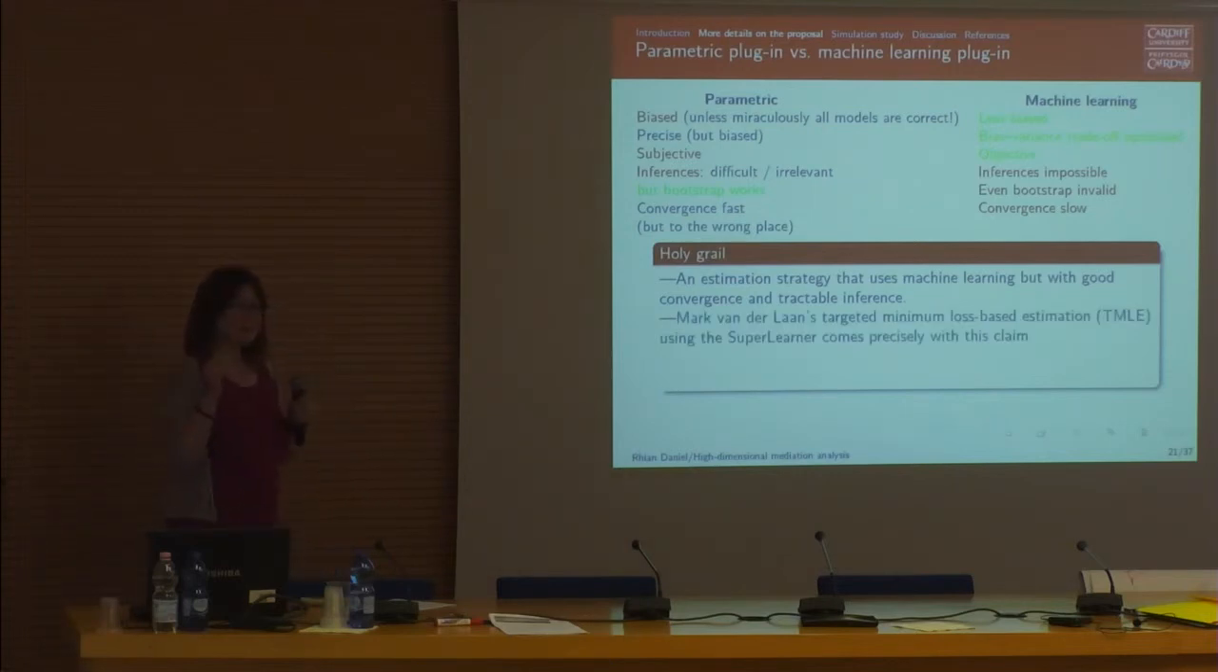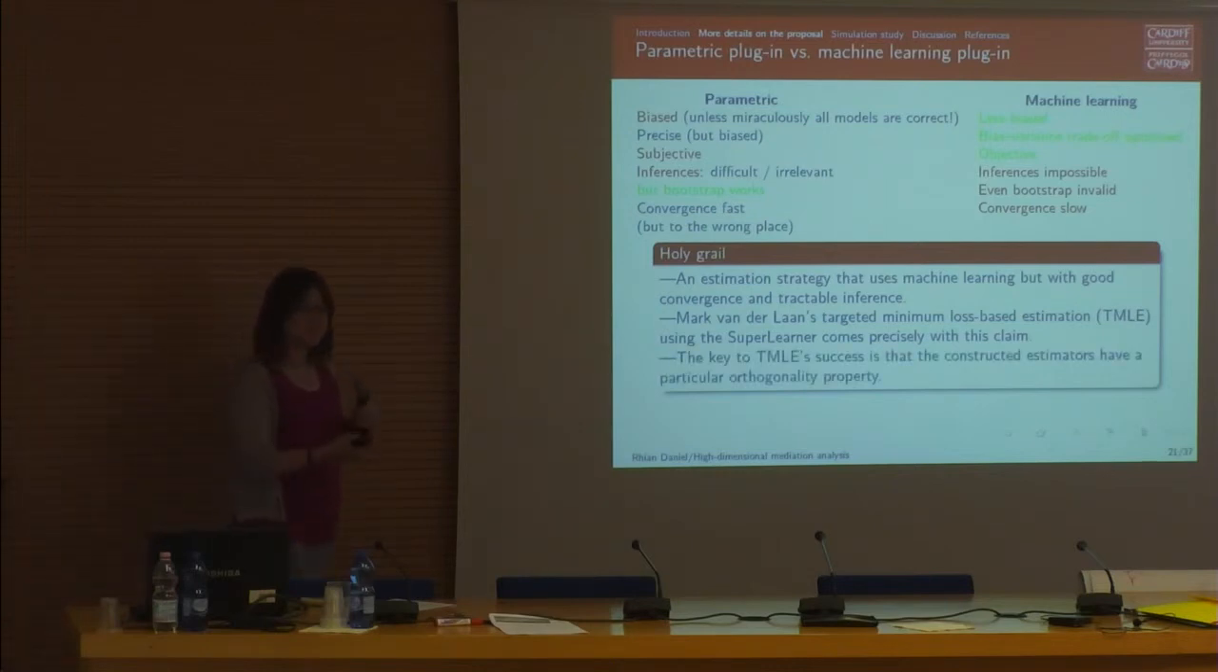Now, there is a statistician in California called Mark van der Laan, who has been writing for about 10 years about his suggestion, targeted minimum loss-based estimation, called TMLE, using the superlearner. And he claims, and mathematically shows, not just claims arbitrarily, that he can do exactly this. So he says that using this method, you get all of the advantages of machine learning without any of the disadvantages. And so this is what I thought must be very useful for my problem, so I spent a lot of time trying to understand this.